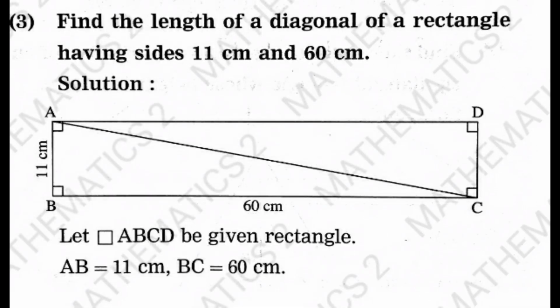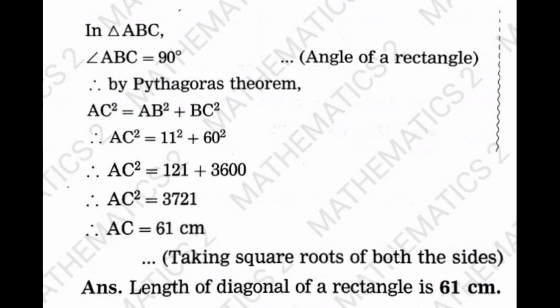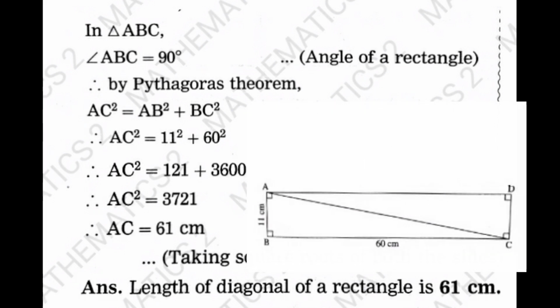Question number 3. Find the length of a diagonal of a rectangle having sides 11 cm and 60 cm. Here, let quadrilateral ABCD be a rectangle with side AB equal to 11 cm, BC equal to 60 cm. I have to find the length of its diagonal AC. We know that all angles of a rectangle are right angles. So, in this quadrilateral ABCD, which is a rectangle, I am getting angle B is equal to 90 degrees.